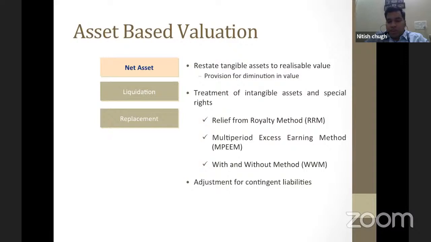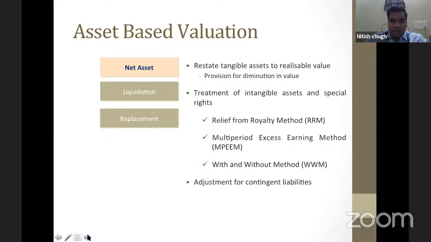Then with or without method, in this two DCF models are used. One is the cash flows without using that particular intangible asset, and the other is the DCF model using that particular intangible asset. So the difference between the present value of both the methods will be the fair value of that particular intangible asset. That is with and without method. Then we need to adjust the contingent liabilities for the same, and based upon this, the net asset valuation will be done.